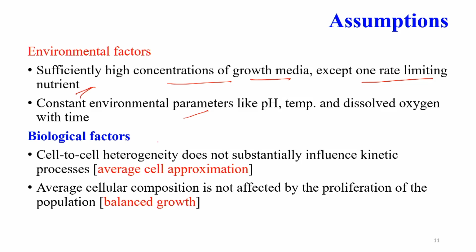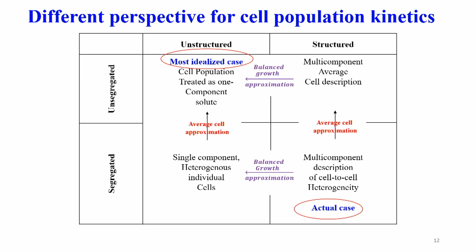sufficiently high concentration of growth media except one rate limiting nutrient and constant environmental parameters. In case of biological, there will be two cases. One is cell to cell heterogeneity, and if it is not there, that is called average cell approximation. And second, if you are considering average cellular property, that is the balanced growth. Now, we can summarize here: unstructured, structured, unsegregated, segregated. Segregated to unsegregated, we say that is the average cell approximation. Structured to unstructured, we say it is a balanced growth approximation.